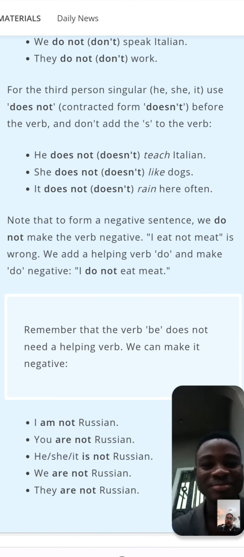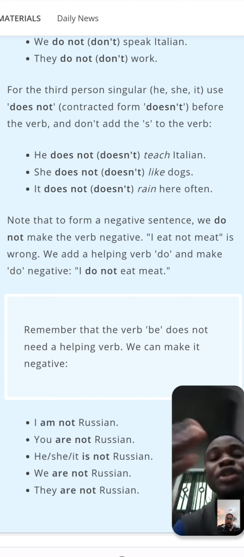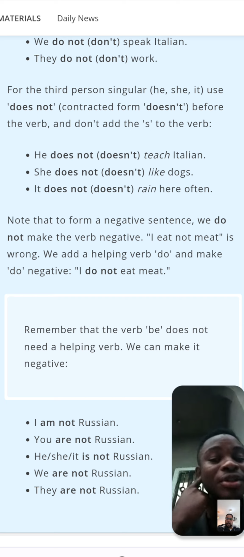And the contracted form is doesn't, before the verb. And just like previously we saw with the questions, we still do not add an S to the verb. Okay? Good. So he does not teach Italian. He doesn't teach Italian. She does not like dogs. She doesn't like dogs. It does not rain here often. It doesn't rain here often.